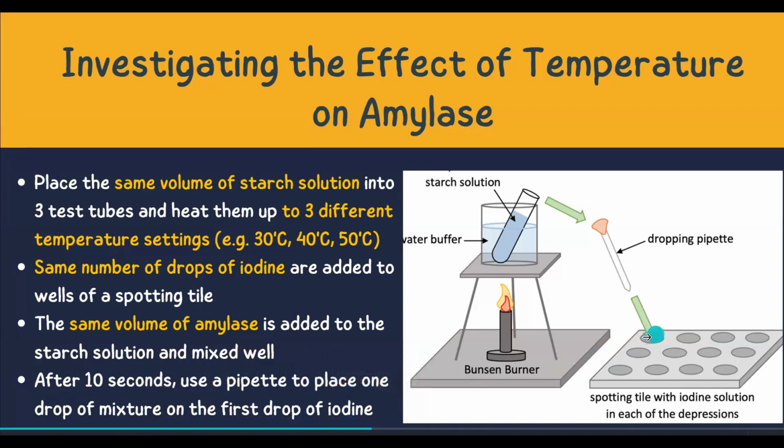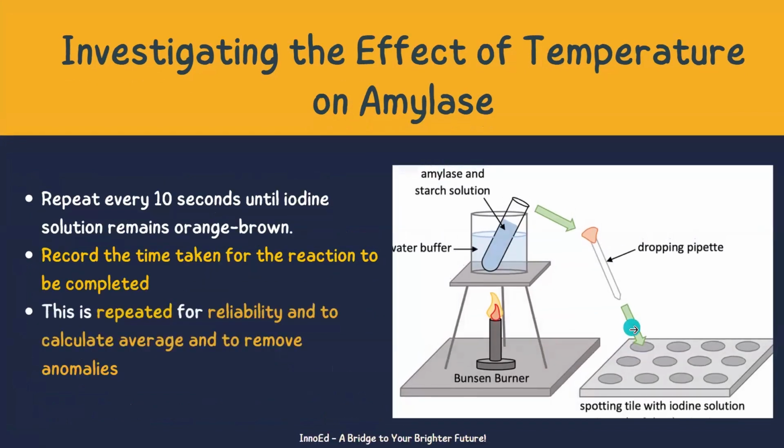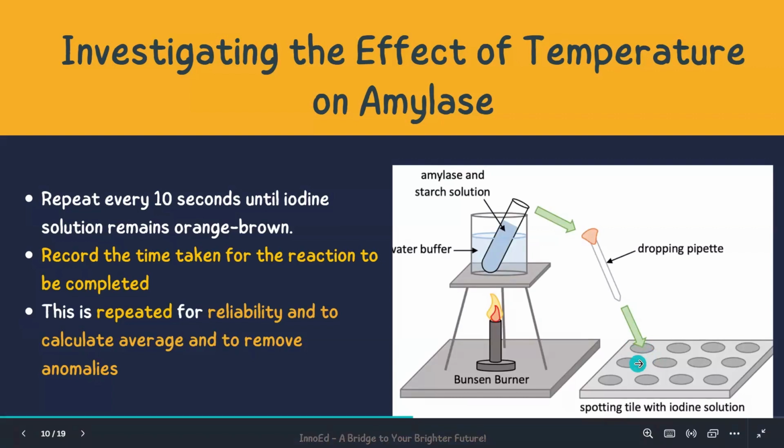Here is the first drop of iodine. So after another 10 seconds, you add another drop of mixture onto the second drop of iodine, which is the second well. So you keep doing that every 10 seconds until the iodine solution remains orange-brown, which is the original color, which means there is no more starch in your mixture solution. The starch is completely broken down due to the amylase. When that happens, you record the time taken for the reaction.